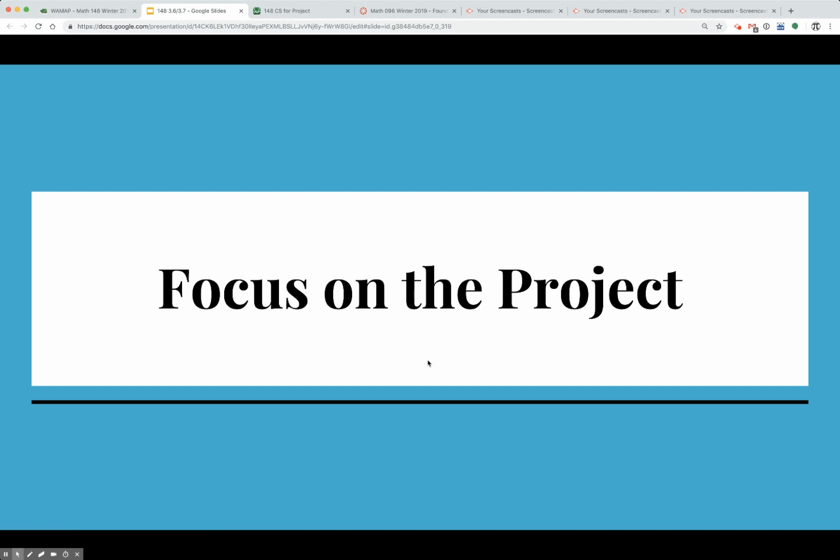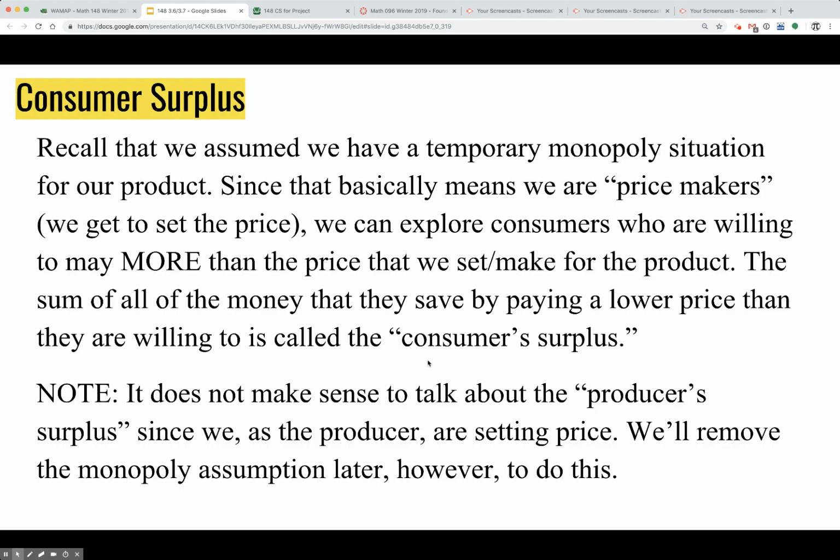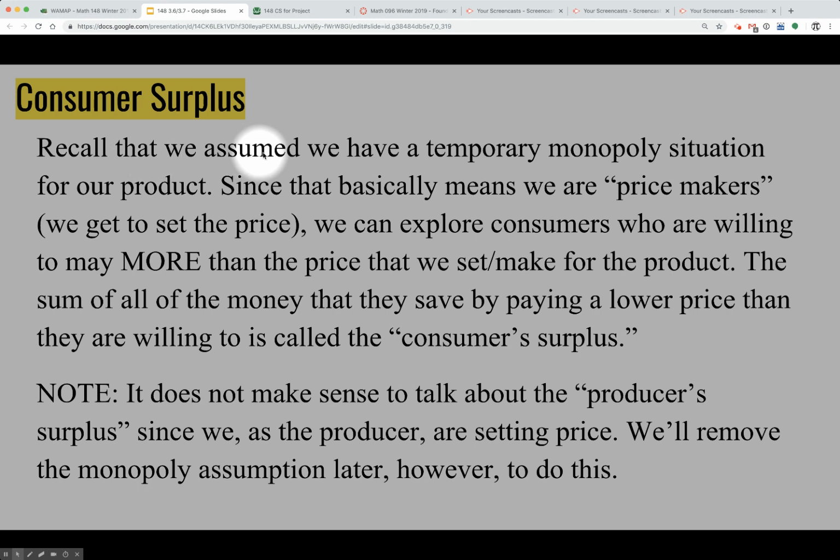In this video, we're going to focus on the project by looking at a new concept from economics called the consumer surplus. So recall that we have an assumption in our project that we have a temporary monopoly for the product that we're working with. That basically means we don't have any competition to worry about. And so, in turn, that means, in theory, that we can be what are called price makers, which just means that we get to set the price and not have to worry about competition.